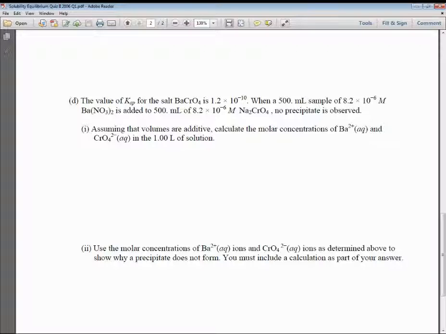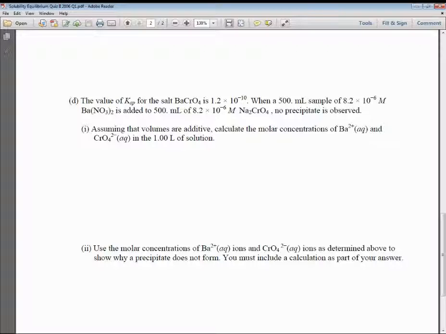I don't have a calculator. What is 4 times 4? 16. What is 10 to the negative 6 plus 10 to the negative 6? 10 to the negative 12. So my Q is about 1.6 times 10 to the minus 11. And so that's when I do a comparison of Q and KSP. KSP, which they gave me, is 1.2 times 10 to the minus 10. KSP is bigger.